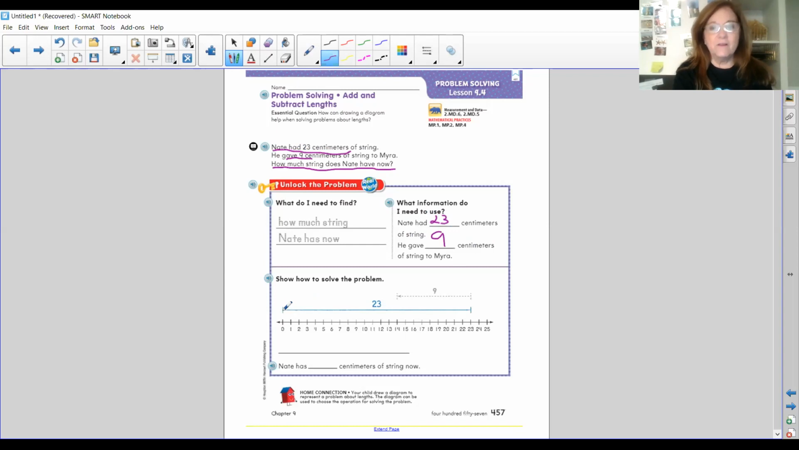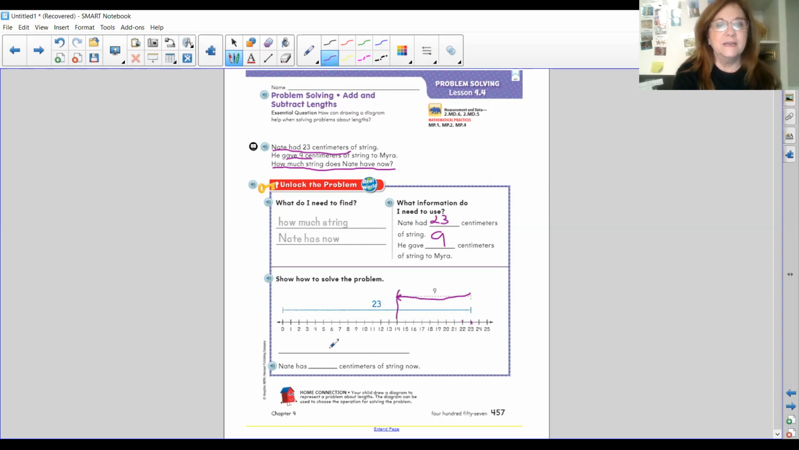Now, we start out on the number line. This is our diagram where we start out with 23 centimeters of string, and then we are subtracting 9. So we go back 9 spaces with a little arrow going that way. So starting at 23, we count 1. We don't count 23, but we count the next number. 1, 2, 3, 4, 5, 6, 7, 8, 9. And so we end right there.